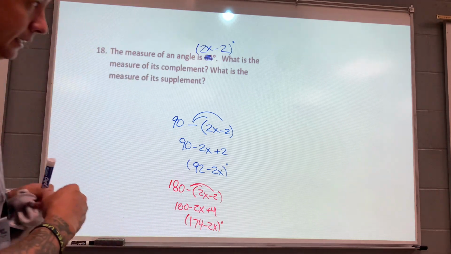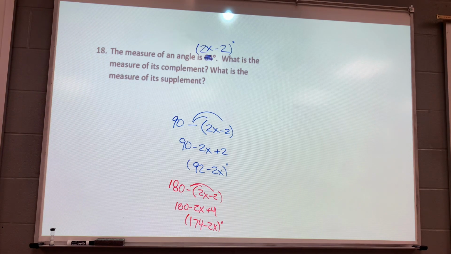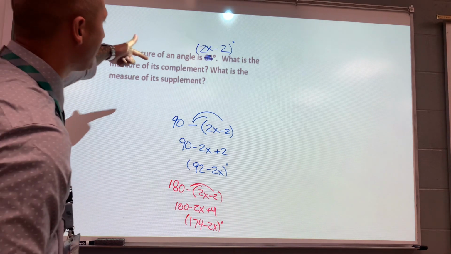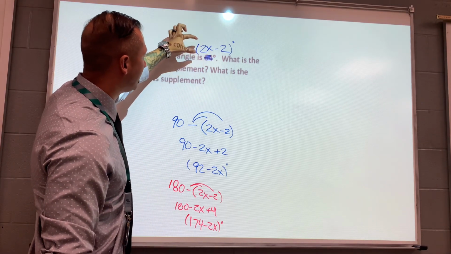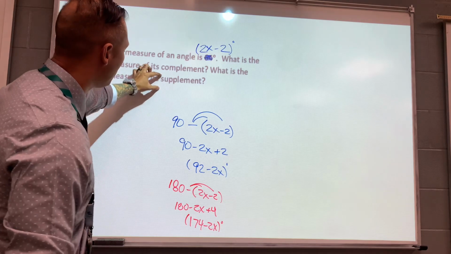If you see something like this, this is how it's done. The complement, it's always 90 minus whatever they give you. Doesn't matter if they give you a whole number or they give you an expression. Supplement is going to be 180.